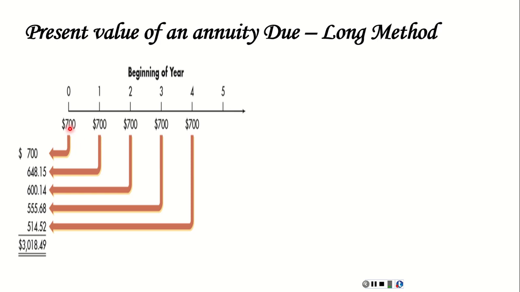So the first amount expected to be paid by Mr. Ahmed will be due at the beginning of year 1, so we will put it at the end of year 0. The first 700 is paid at the end of the current year. The second 700 will be paid at the end of year 1, which is due at the beginning of year 2. The third amount, 700, is expected to be received at the end of year 2, which is due at the beginning of year 3. The last amount will be received at the end of year 4, which is due at the beginning of year 5.